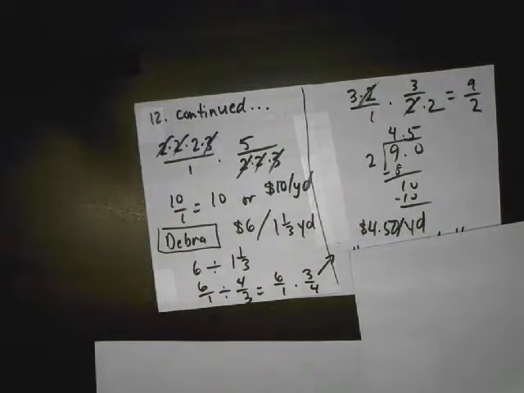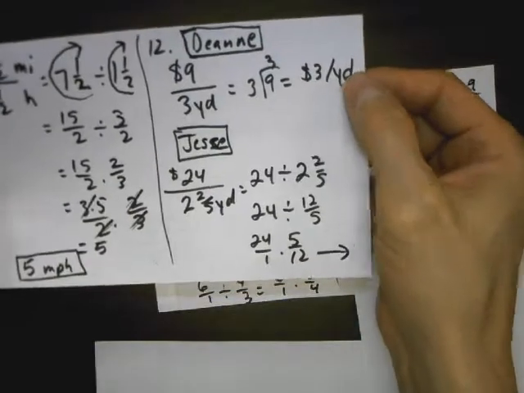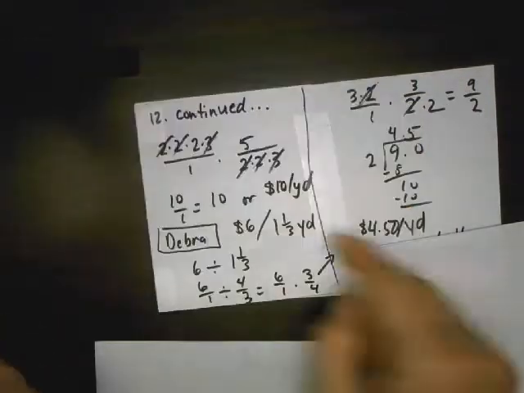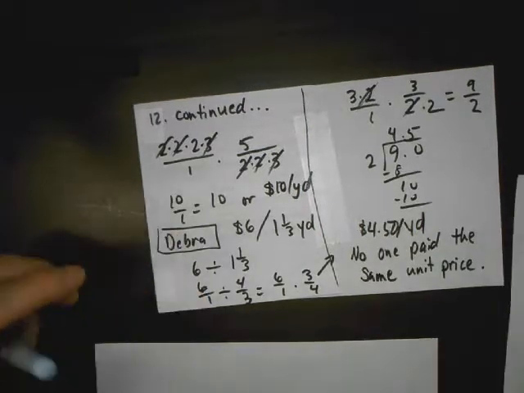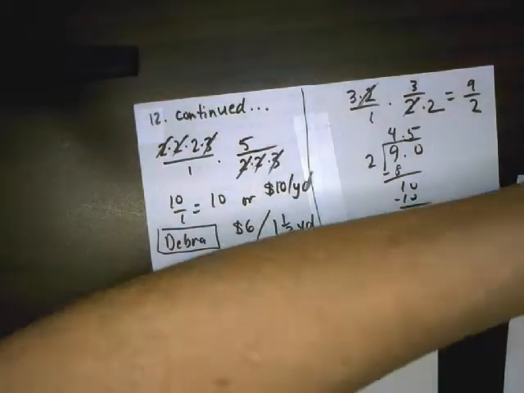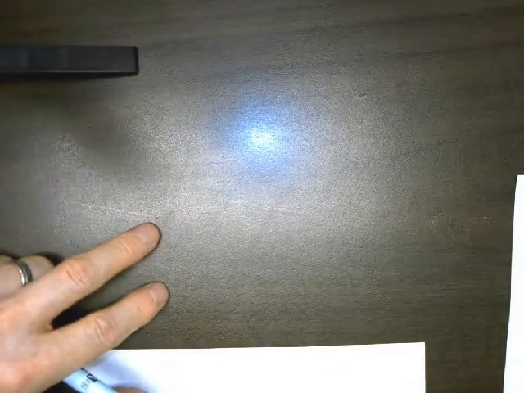All right. Now, I know that, so we talked about Deanne doing $3 a yard. Jesse was $10 a yard. Deborah was $4.50 a yard. The question is, how many of them paid the same unit rate? None of them paid the same unit rate. They all had different prices that they paid.